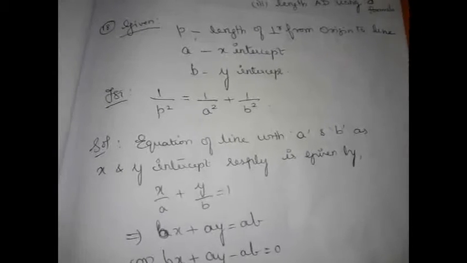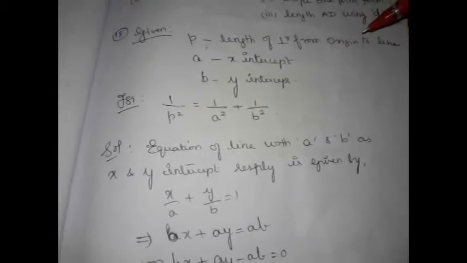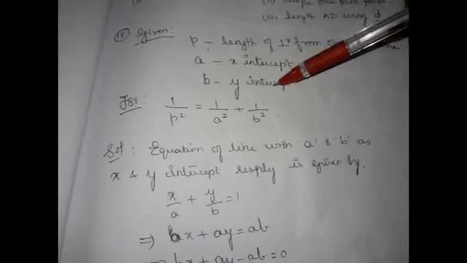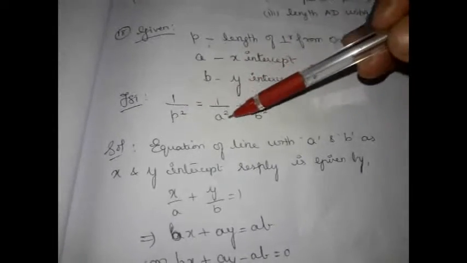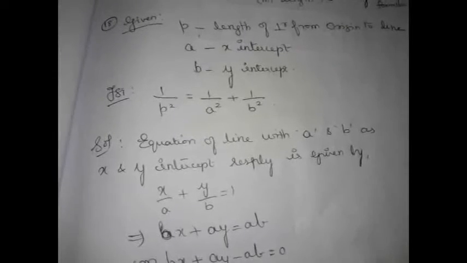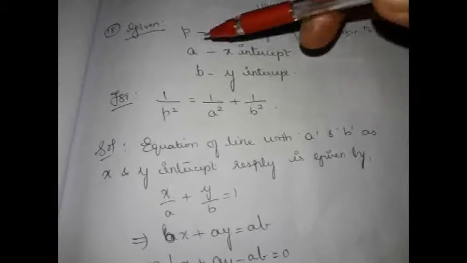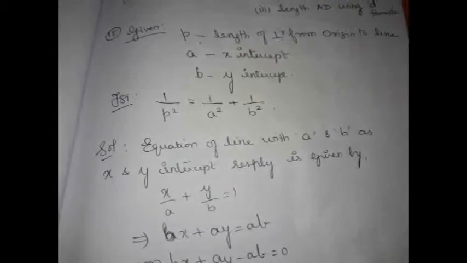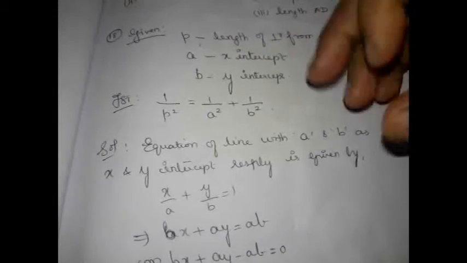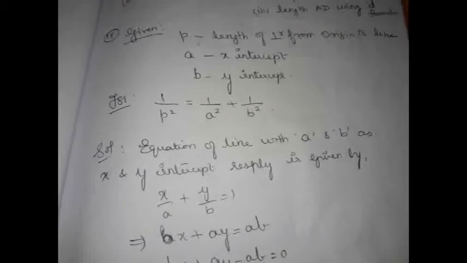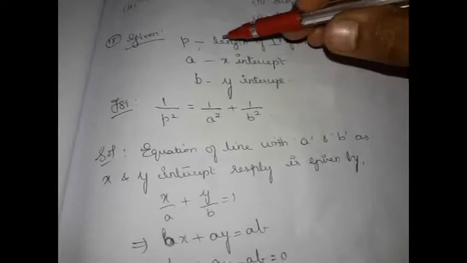It is given: if P is the length of the perpendicular from the origin to the line whose intercepts on the axes are A and B, then show that 1 by P square equals 1 by A square plus 1 by B square. They have given you P is the perpendicular distance from origin, A is the x-intercept, B is the y-intercept. When they give both the intercepts, immediately how will you get your equation? Because for the perpendicular distance, we need the equation of the line. So first let us get the equation of the line, then only we can find what A, B, C are to find our P. Right?